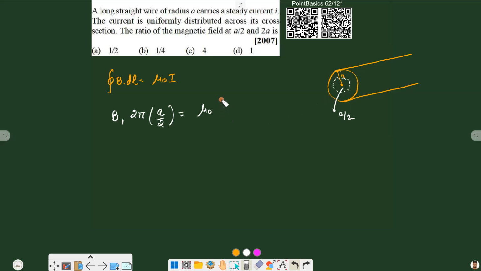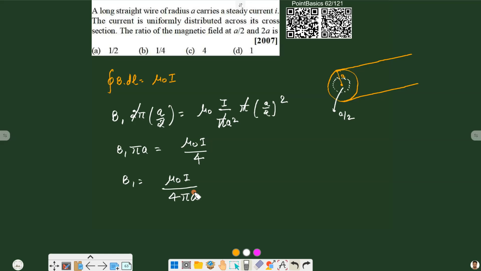So total current is I divided over the whole wire, which has a cross section of pi a square, and we have to find the current in the circle up to radius a by 2. So the area of that circle is pi times a by 2 squared. So from this, B1 times pi a is equal to mu naught I. A square gets cancelled, and here we have 4. So B1 comes out to be mu naught I by 4 pi a.